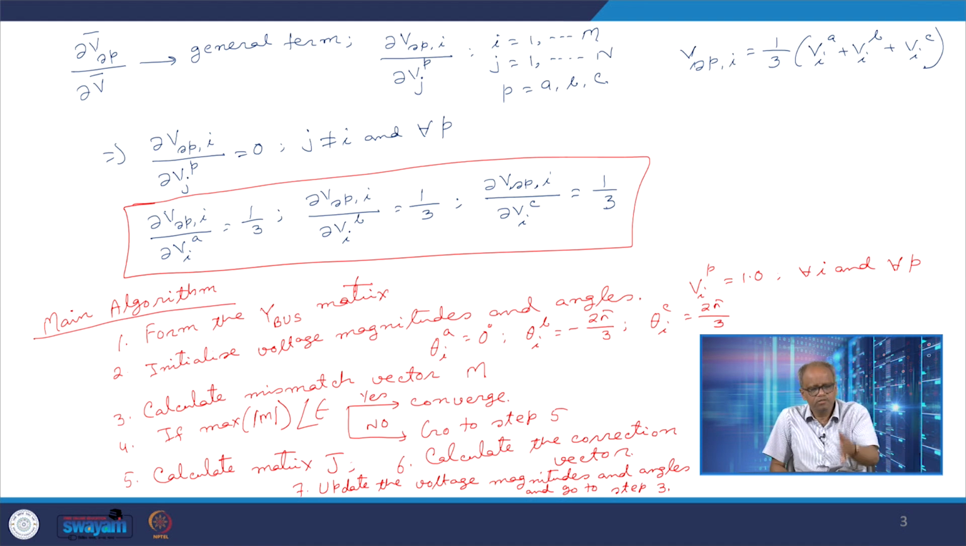This algorithm is very much known to anybody who is reasonably conversant with the course of computer aided power system analysis. So this is the very basic algorithm. So now let us look at an example. Of course, in this example we cannot show the detailed calculations, but just an example.